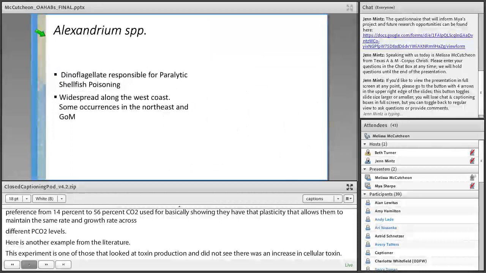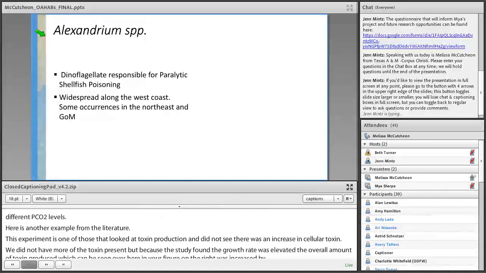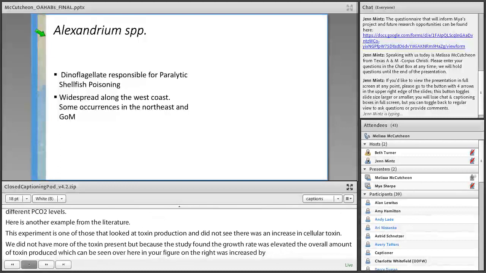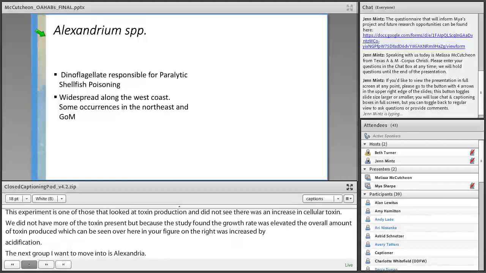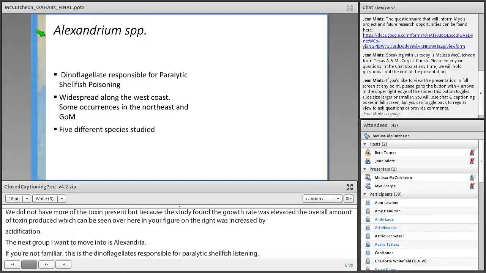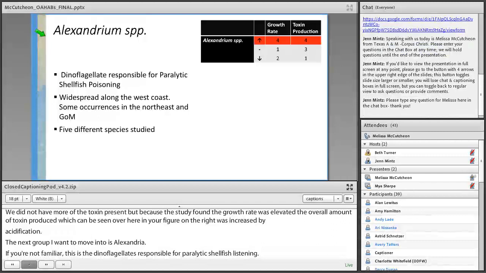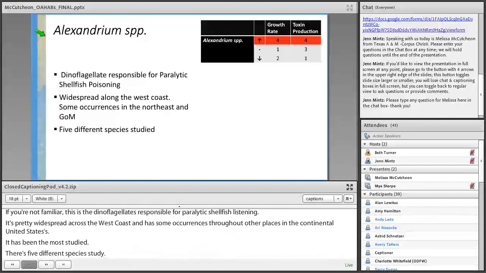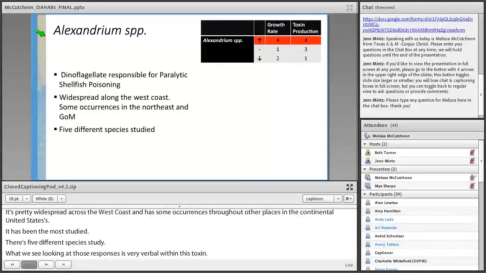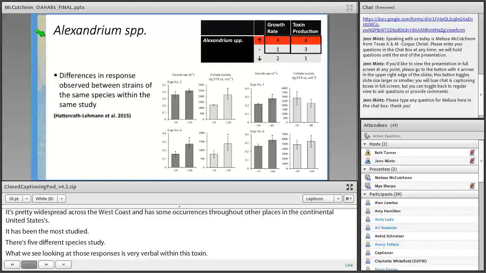Okay, the next group that I want to move into is Alexandrium. If you're not familiar, this is the dinoflagellate that's responsible for paralytic shellfish poisoning. It's pretty widespread across the West Coast and does have some occurrences throughout other places in the continental United States. And it has been the most studied. There have been 5 different species studied. And what we see looking at those responses is very variable within this taxa. So, 4 different studies had evidence of increased growth rate in response to OA, but we also see evidence of decreased growth rate and so on. So I'll talk about that just a little bit more.